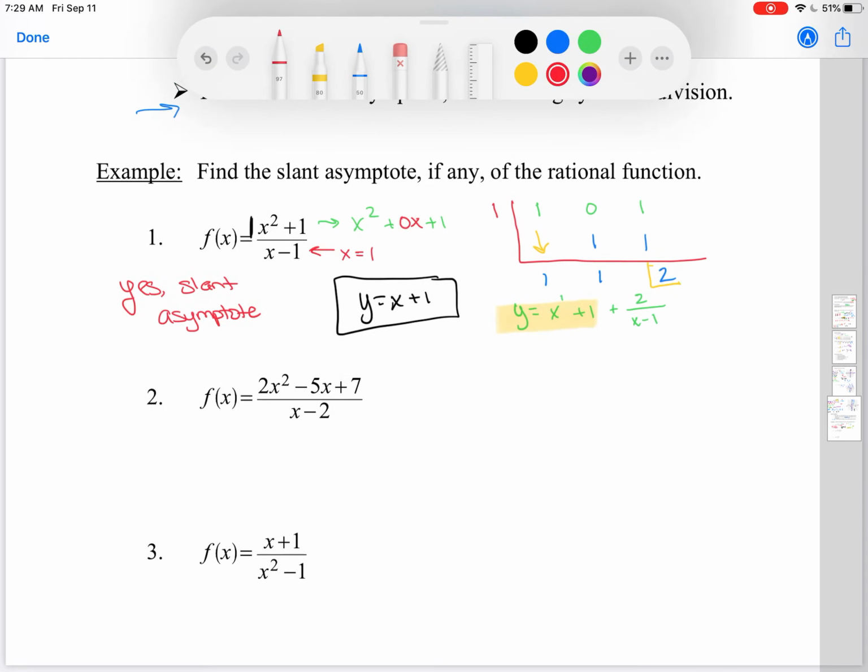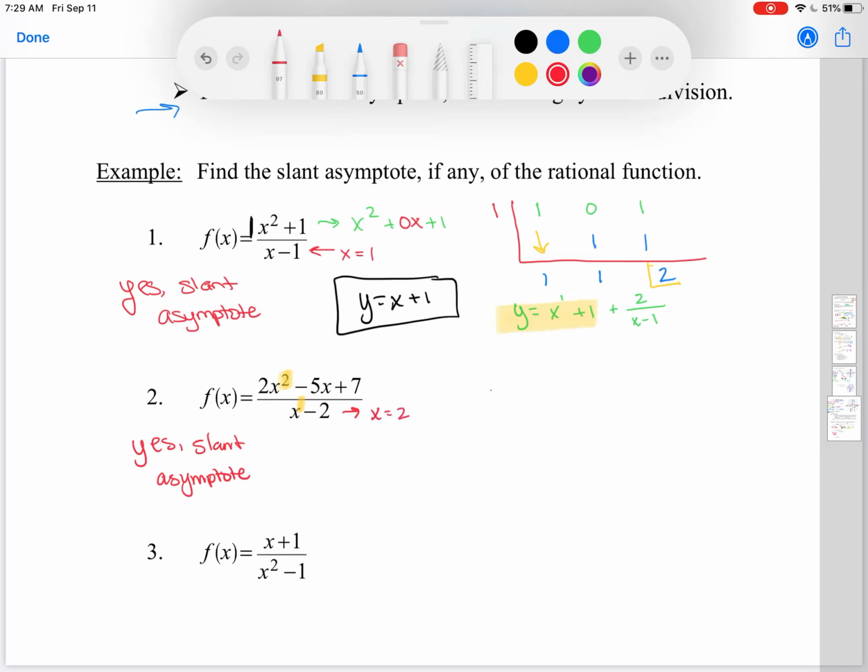So to get us started, if it's asking about slant asymptotes, we need to verify that it has a slant asymptote. So I look at the exponents. I have a 2 up top and a 1 down below. It's exactly 1 above, so that's good. I can say that yes, there is a slant asymptote. And then I can continue.